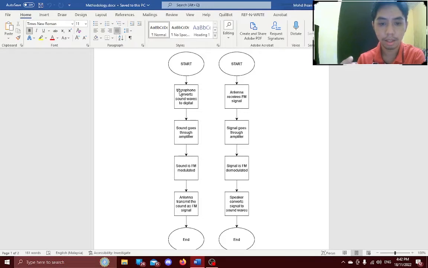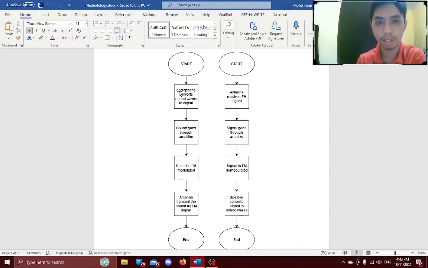It then goes to the amplifier to increase its volume. After that, the sound goes to the FM modulator to be modulated, so the sound quality is higher. And then after that, the sound is transmitted from the antenna to the air, and it cannot be heard by the human ear.